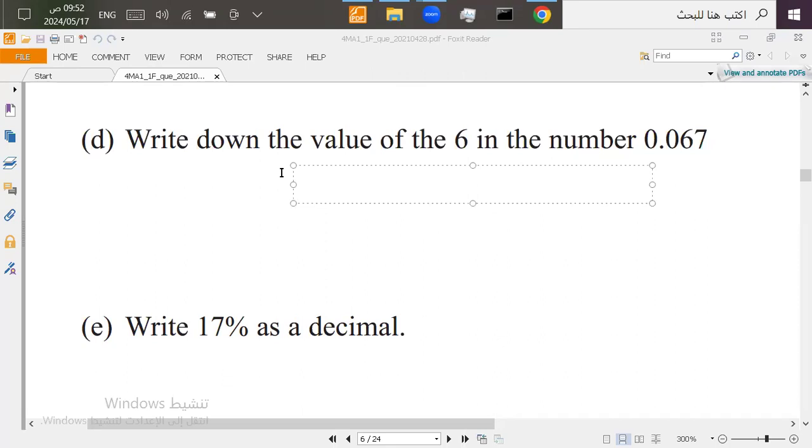So you write it like this: hundred. And this is the value of the 6, of the 6 and this number. Okay. Now let's move on.